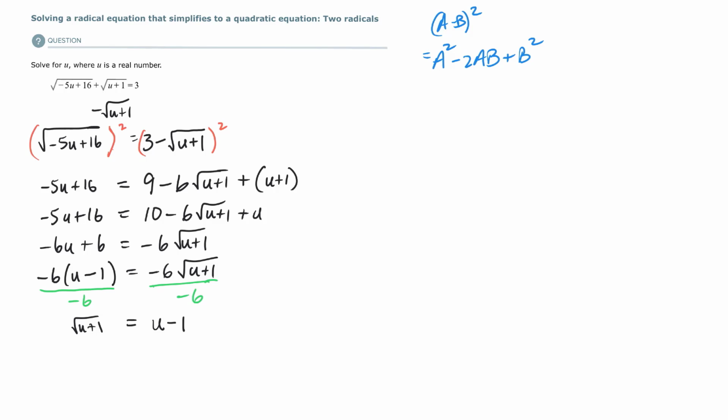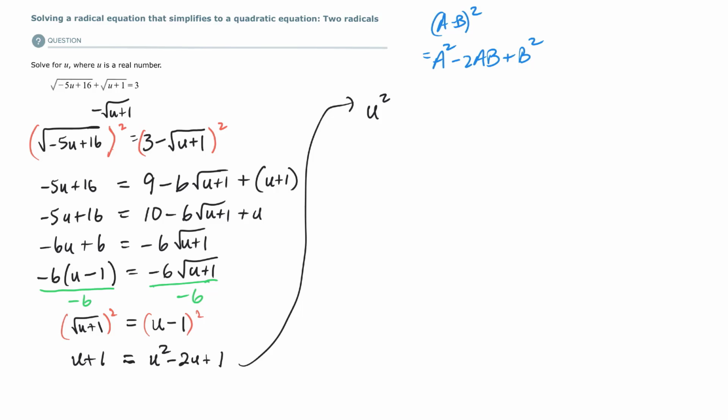Let's square both sides again. And we get u plus 1 is equal to u squared minus 2u plus 1. And this is a quadratic equation. We know what to do with those. We want to write another equation set equal to 0. So we get u squared minus 3u, that's it, is equal to 0. Greatest common factor is u, and then we have u minus 3. So either u is equal to 0 or u is equal to 3.